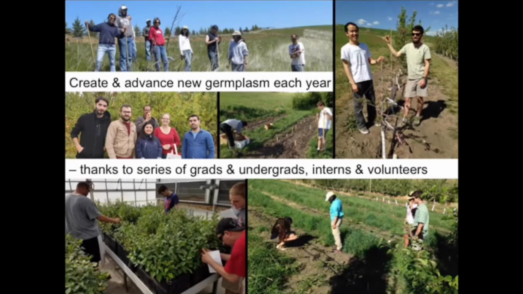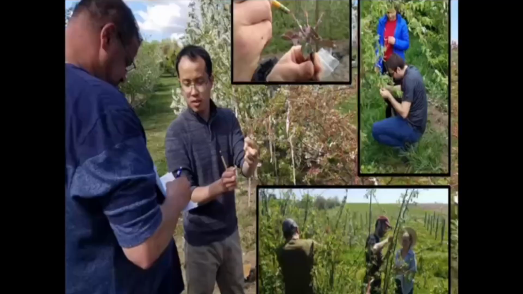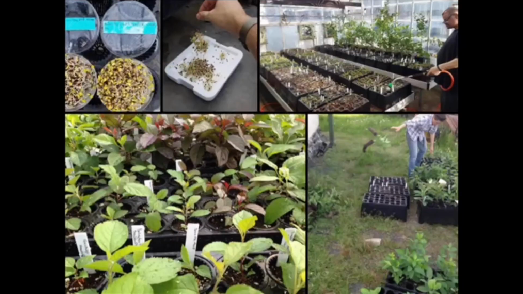So lots of grads and undergrads, interns, volunteers have been involved in this. Here's folks crossing through the years. So every spring we do a whole bunch of crosses, make several thousand seedlings or seeds, and then grow those up and eventually plant out maybe 1,500 or so seedlings in the greenhouse.